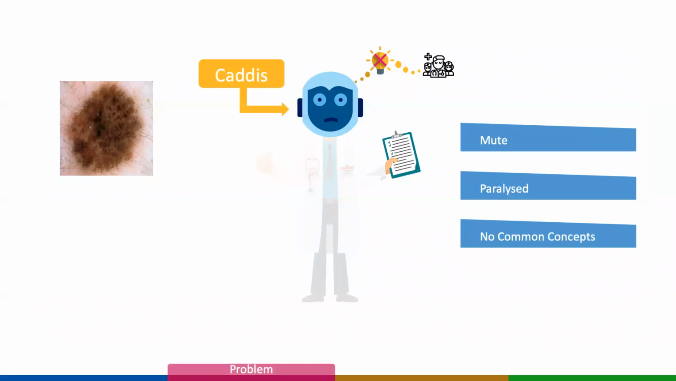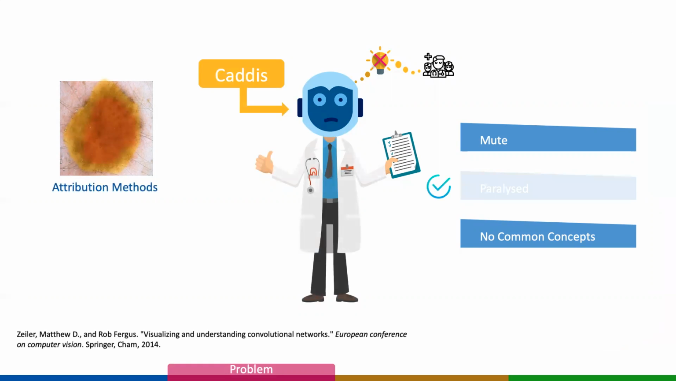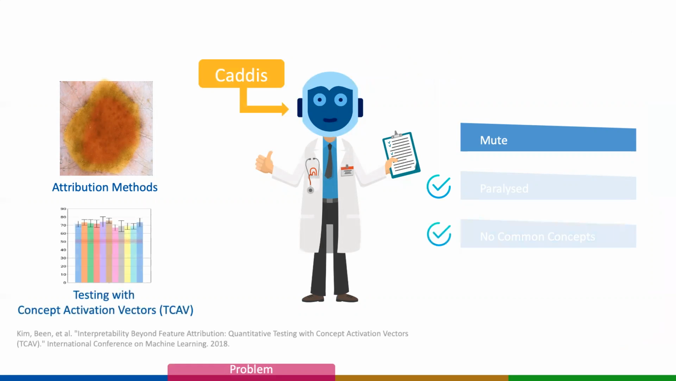Let's get back to Cadis. Actually, there already exist some methods that aim to mitigate some of his limitations. His inability to point to input regions can be mitigated using attribution methods visualizing most relevant input pixels. Common concepts can be derived by applying concept-based explanation methods like testing with concept activation vectors, which quantify the presence of a concept in an image, as well as the contribution of a concept to a class prediction.